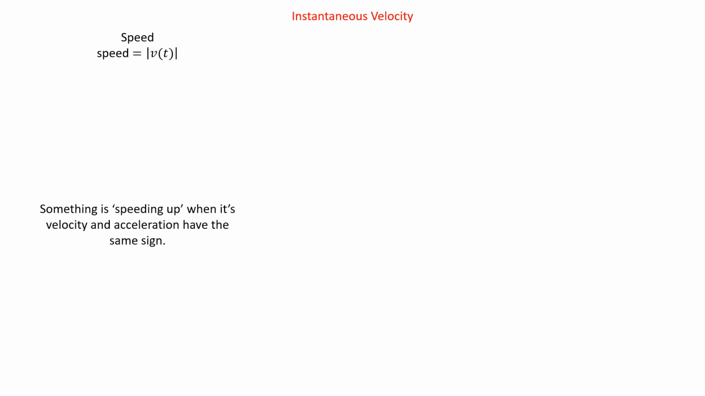If something is speeding up, that means that its velocity and acceleration are the same sign. Slowing down means they're different signs. So speeding up means they're either both positive or both negative. And we saw that on that first question.